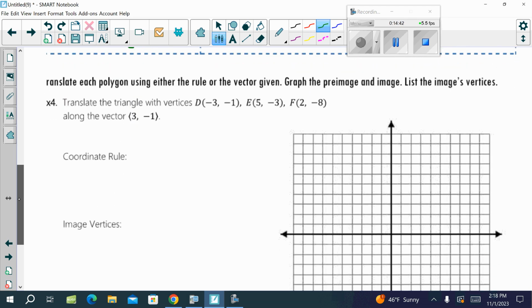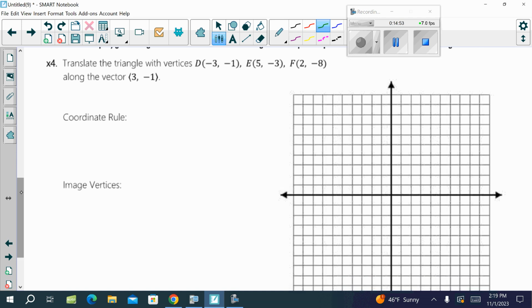All right. Translate each polygon using either the rule or the vector given. Graph the preimage and the image. List the image's vertices. So translate this triangle along the vector 3, -1. So first thing we got to do is graph the triangle. So let's graph the triangle. If I'm ever off on a point up here, please tell me, because it's kind of hard sometimes to see it so close up.